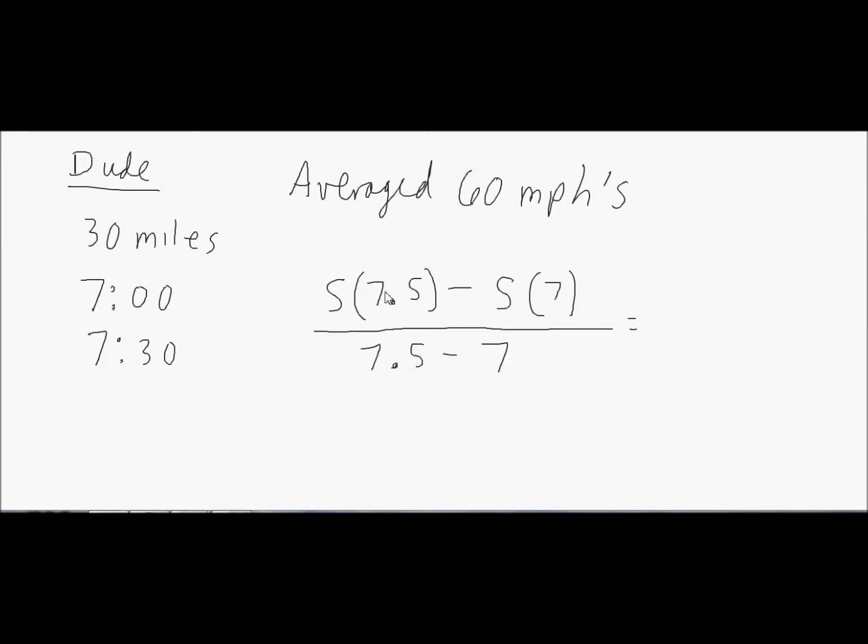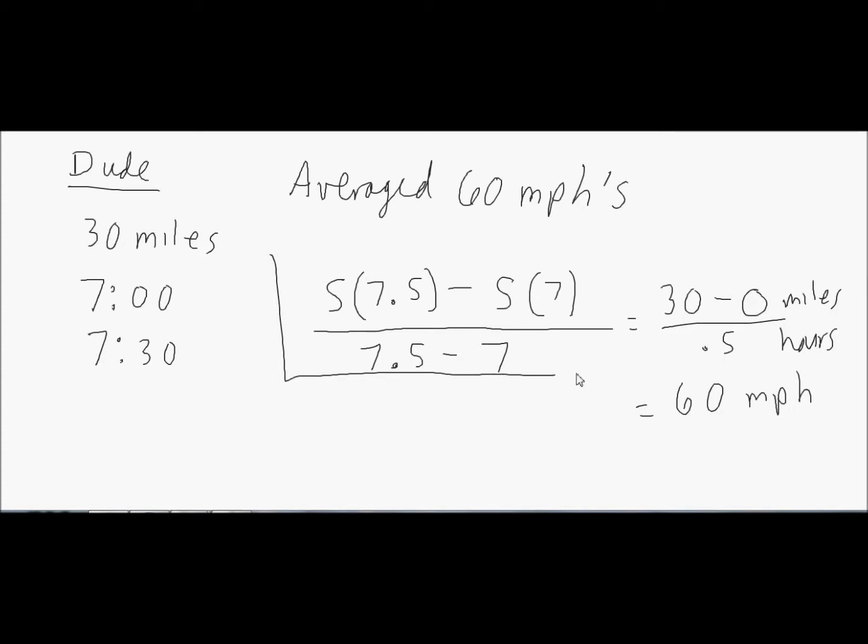Now what that tells us is his position at 7.5, and position in this case we're going to measure as distance from home, so at 7:30 he's 30 miles from home because he's at school. Minus at 7 o'clock a.m., his position was 0 because he was at home. Okay? And this is all hypothetical, I'm just making this up. Divided by 7.5 minus 7, which is 0.5. And that's going to give us 60. Well, the distance is in miles and the time is in hours, so he did 60 miles per hour.